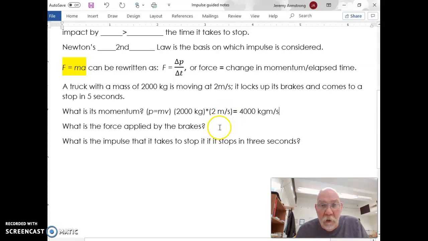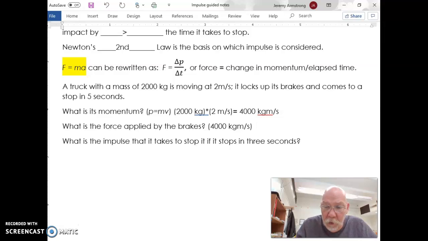All right, so we need to calculate force now. And force is equal to change in momentum over change in time. So we know what the change in momentum is. If it goes from 2 meters per second to 0 meters per second, the total change is going to be 2 meters per second. But it's negative, all right, because it's stopping. The change of velocity is backwards. So we're going to say delta P is 4,000 kilogram meters per second.